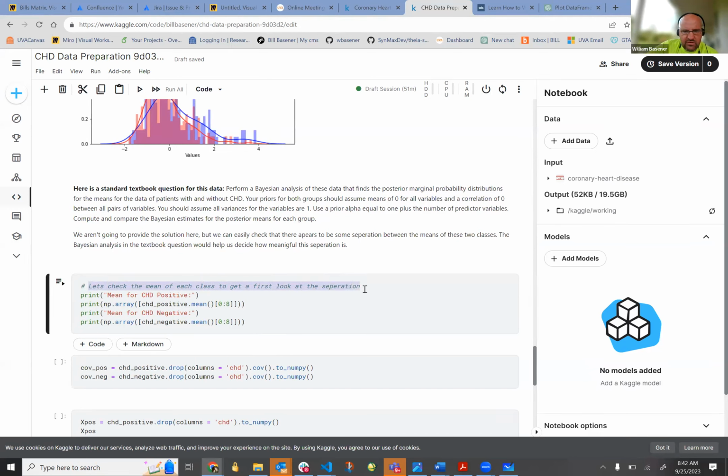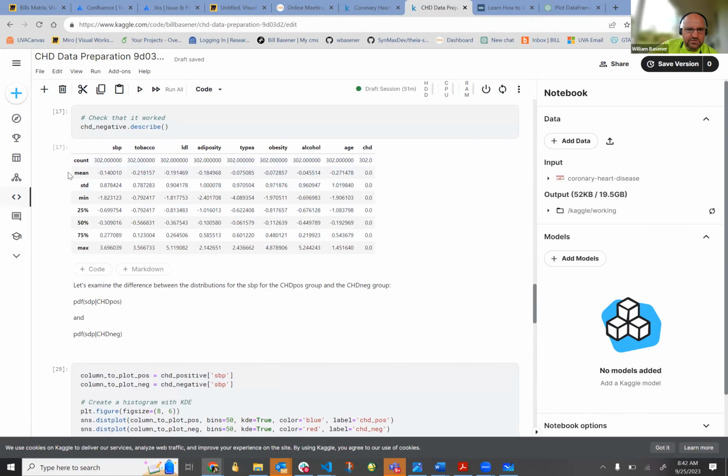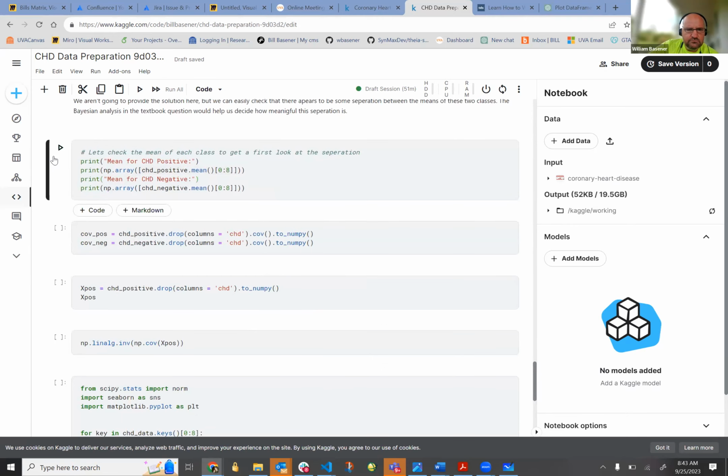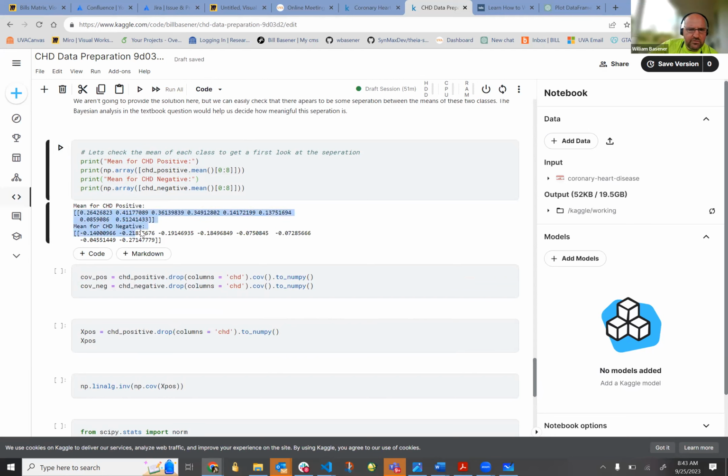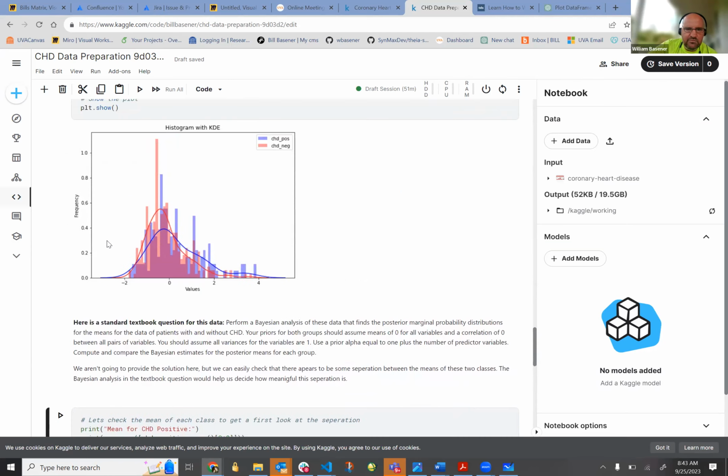So let's check the mean of each class to get a first look at the separation. So we're going to look at the mean for each of these classes. This is going to compute the mean for each class, which is just this top row right here. This is the mean for coronary heart disease positive. This is the mean for coronary heart disease negative. Now let's look at these one at a time. So SDP, blood pressure, we see a separation, and it's modest, but I would still say meaningful, both comparing those values and looking at the plots above, right? There's a little separation here.